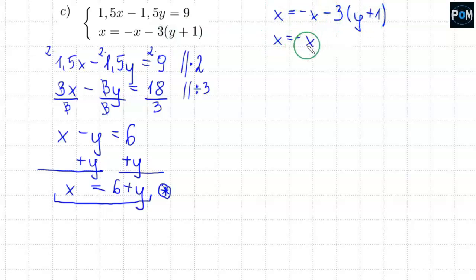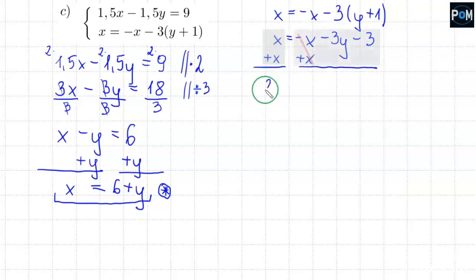I copy this, I copy that, and minus 3 times y gives me minus 3y. And then minus 3 times 1 gives us the result minus 3. This x is definitely not on the right side, so I'll add x to both sides of this equation. Here will be plus x, and here will be plus x. Then I get 2x from this, and on this side I'll only have minus 3y subtracted by 3.